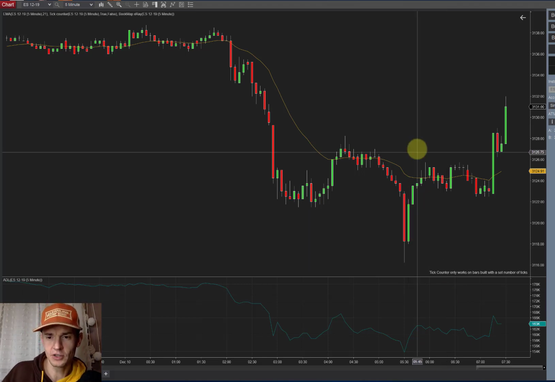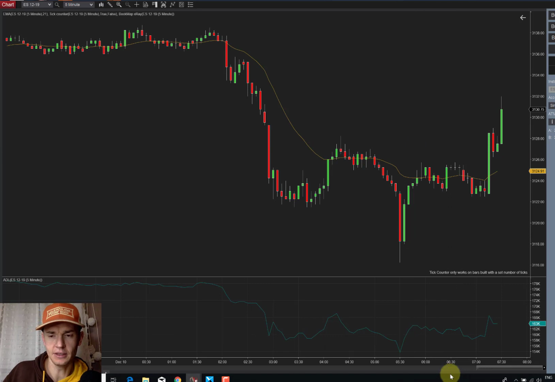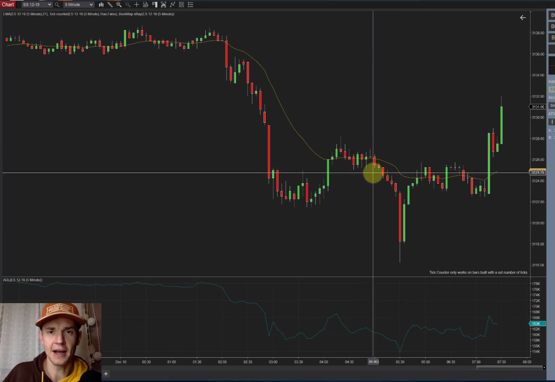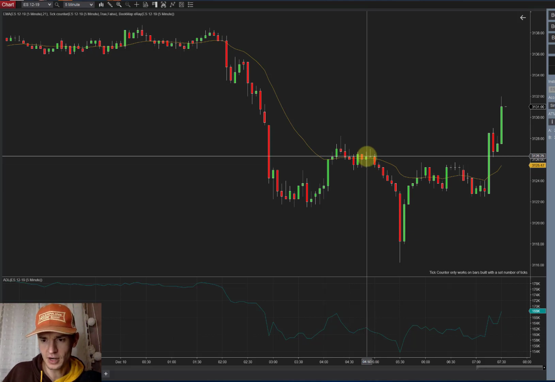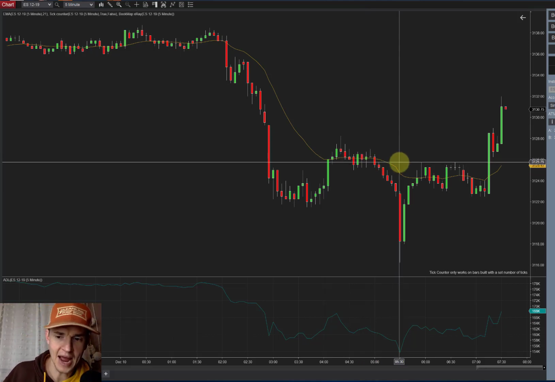All right, so we're starting out today, and today is December 10th. This is on a 5-minute ES chart. If we start here, we'll kind of work our way backwards a little bit. I hope that doesn't confuse you, but we'll just find some areas of interest, and we'll try to make this fairly quick because it is an easy indicator to understand.